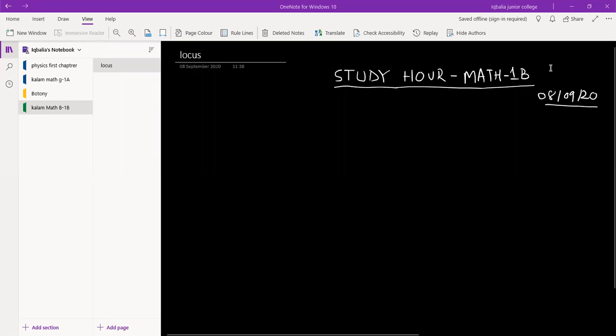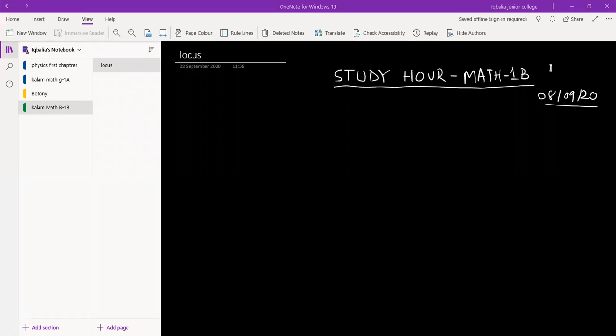So this is your first class, first study hours of Maths 1B. In this class, we are going to learn basic things regarding the locus chapter. After the basic things, we are going to solve locus problems, whether they are example problems or exercise problems. Okay, so let's begin our chapter, locus.